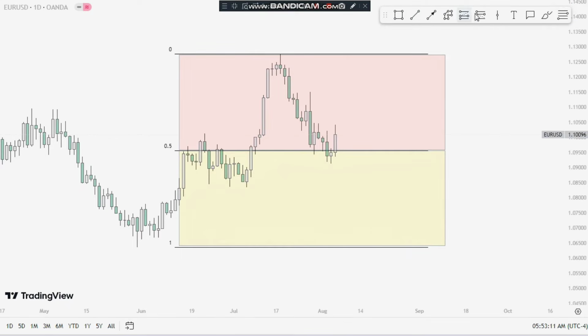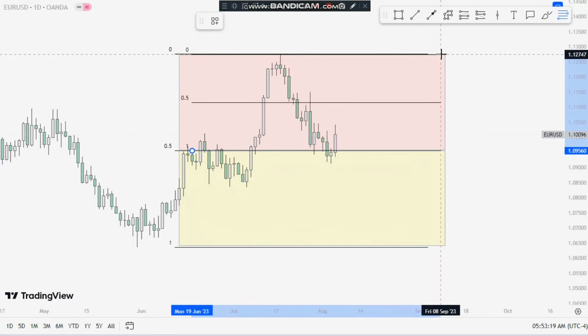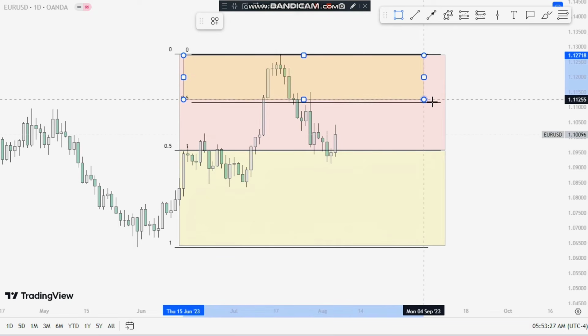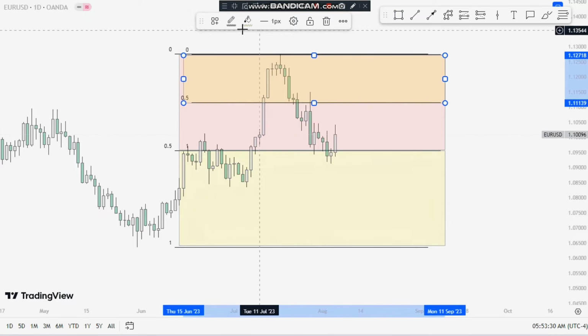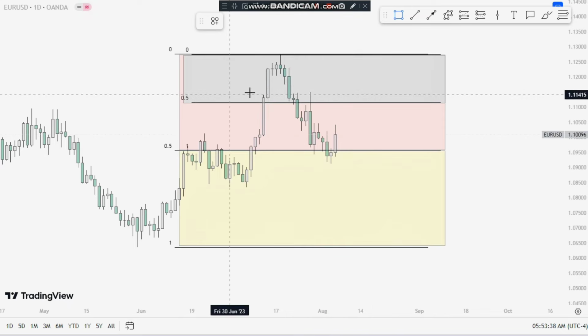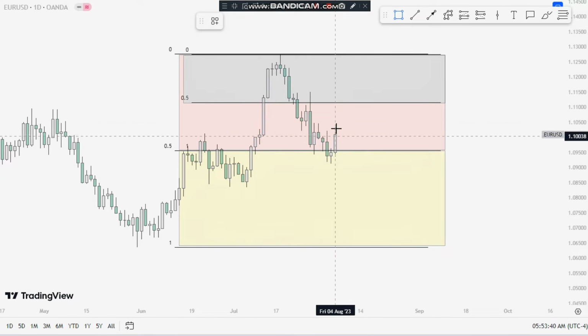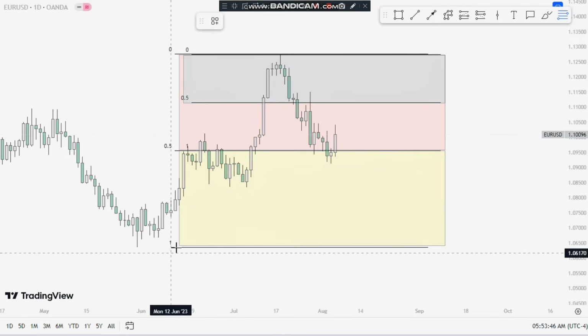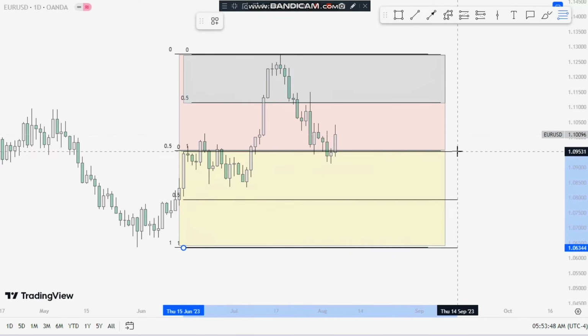Now you have to draw some more fib levels. From the 0.5 fib level, you have to draw another one. Now within the premium, again this is your discount and this is your premium. So it gives you a bit more sense of the market. If the price enters here, then you have to focus on your shorts. If the price goes down, you have to focus on the longs. Again, you will draw some lines here.